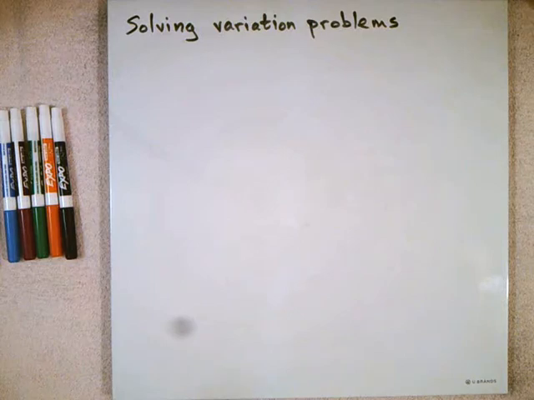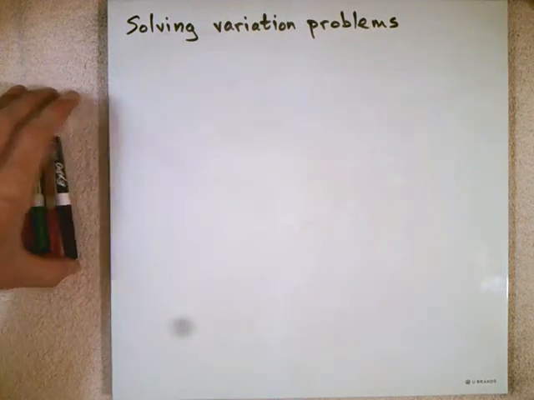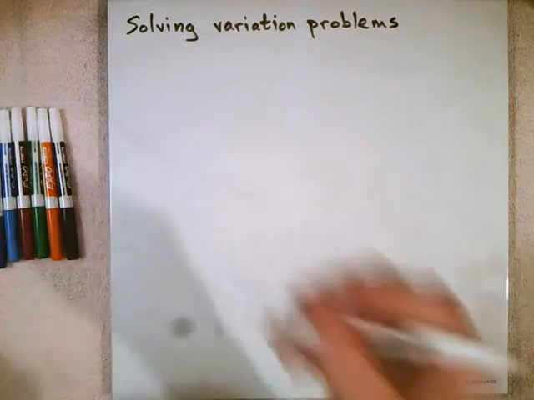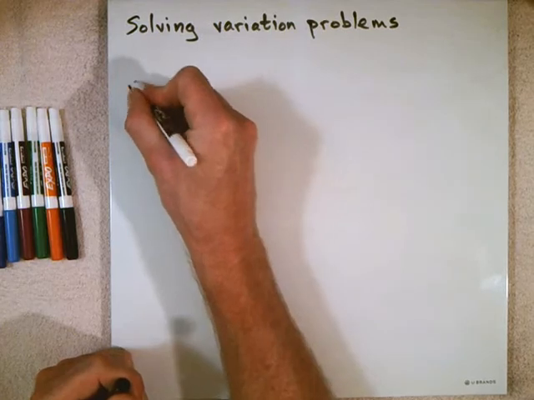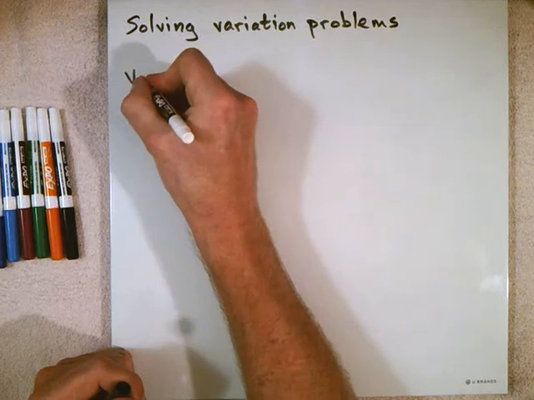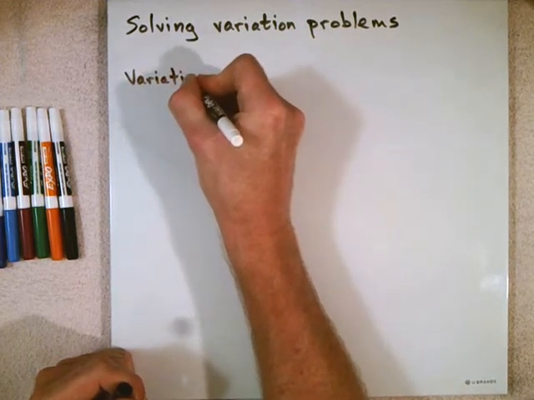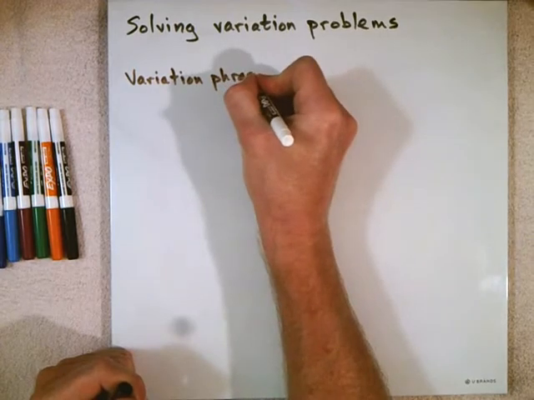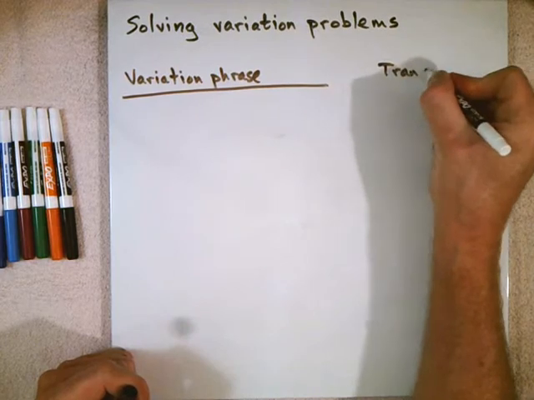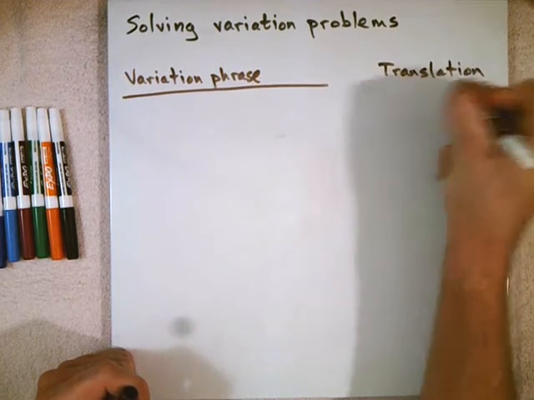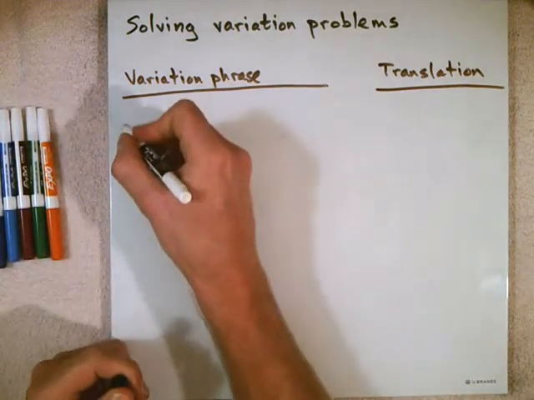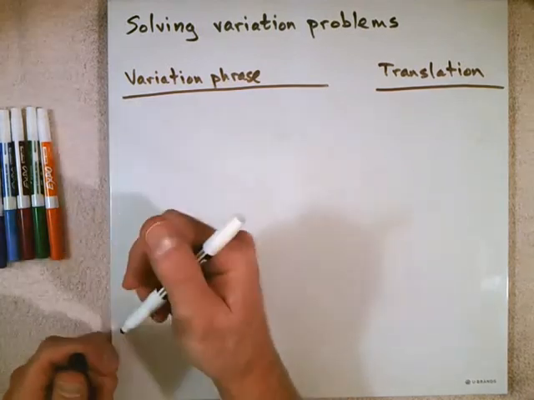So we need to look at some phrases here. Let's start with phrases like this. I'll put what we'll call a variation phrase here, and then we'll have its translation over here. Alright. So let's start off with a variation phrase like this. Let's say y varies directly as x.